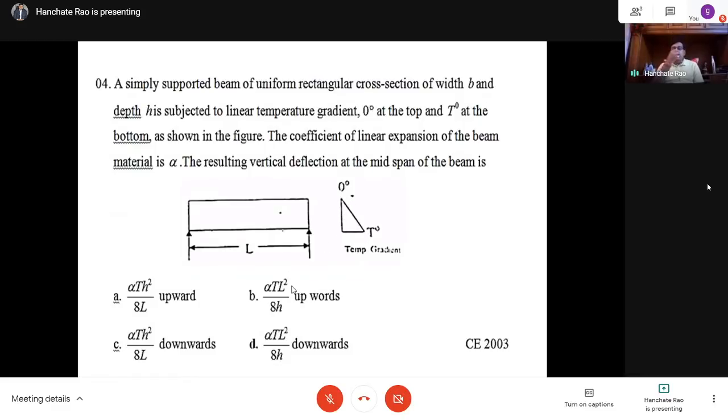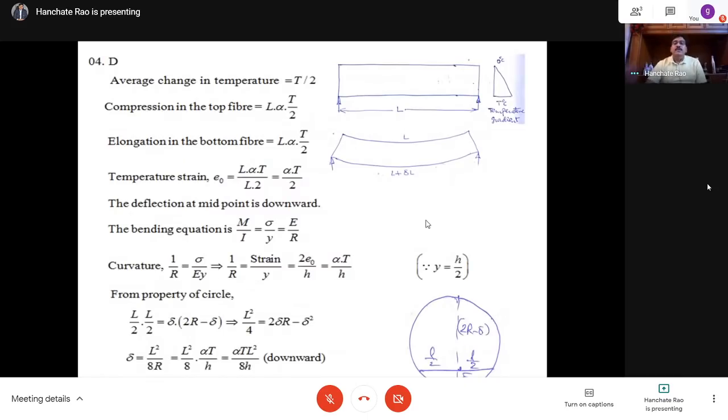Now this is a simply supported beam. So let us try to understand this problem. This is a slightly complicated question. It will take you 2-3 minutes to solve this problem.